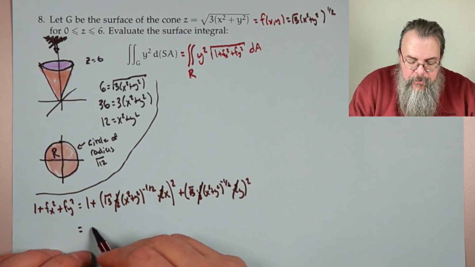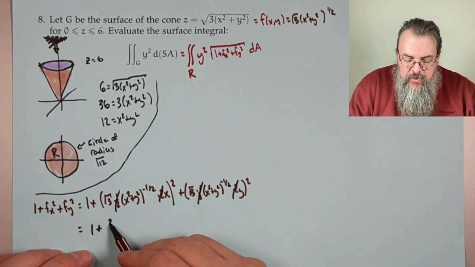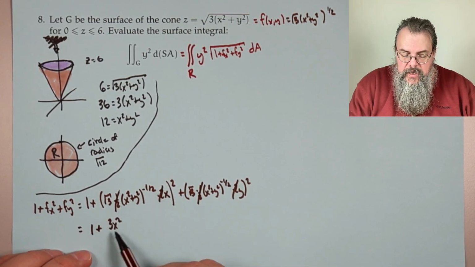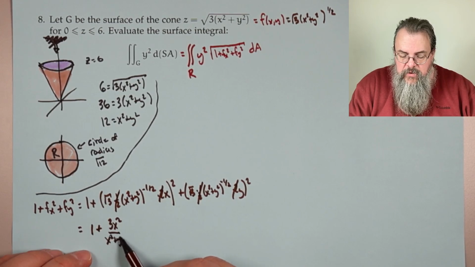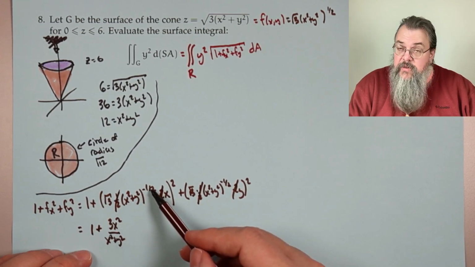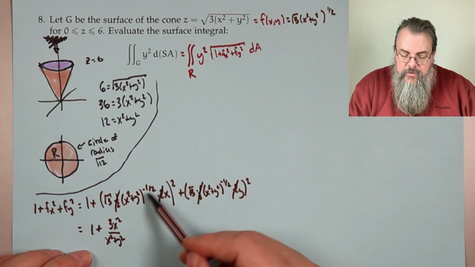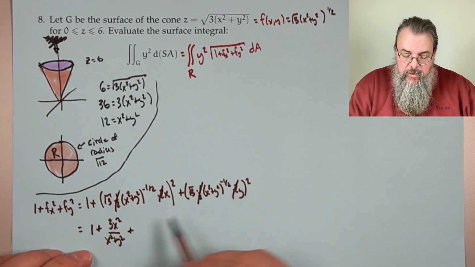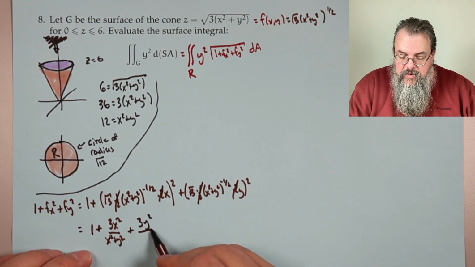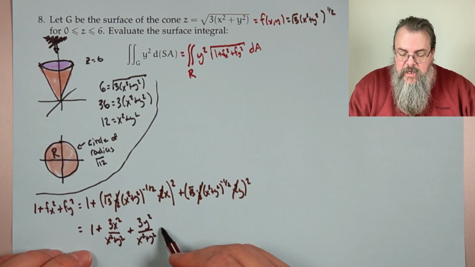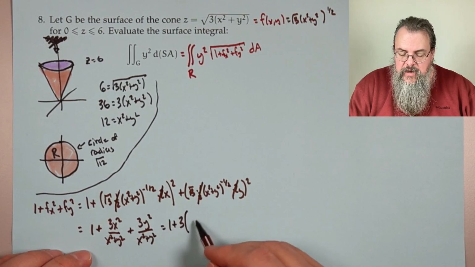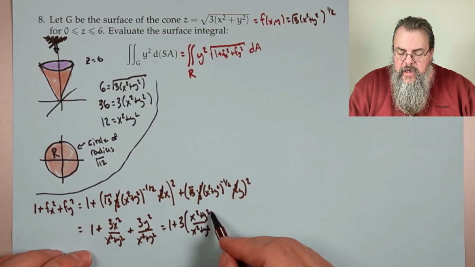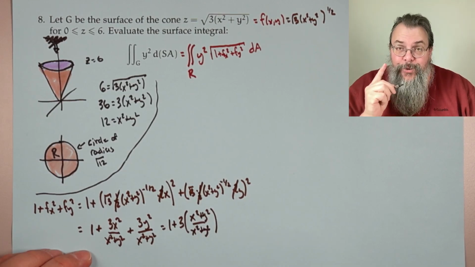And so what do we have here? We have 1 plus, this becomes 3x squared, because remember we're squaring, over x squared plus y squared, because that's going to go downstairs, negative exponent, square of the square root goes away, plus here 3y squared, downstairs x squared plus y squared. Now, if you add these last two together, you're getting x squared plus y squared over x squared plus y squared, also known as 1.